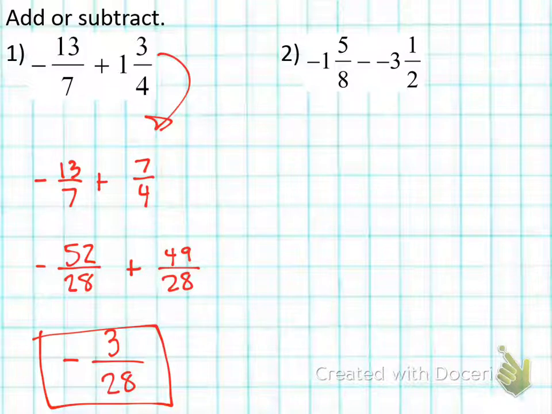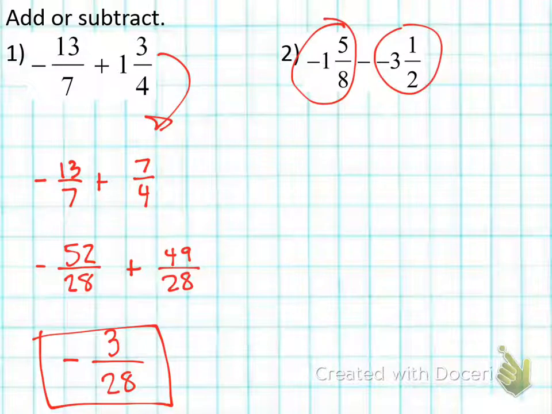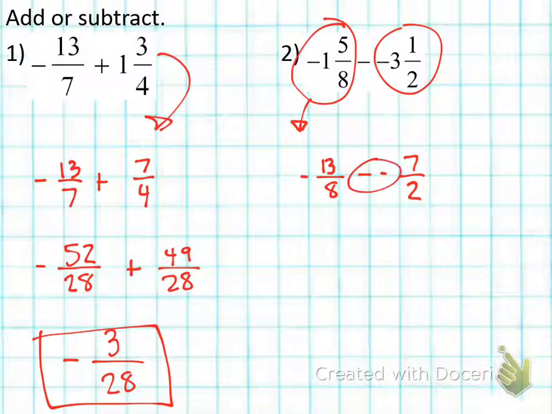Eyes still up here. Number 2, first thing I'm going to do is convert any mixed numbers into improper fractions. So we have negative 1 5/8. We want that to be converted into negative. So we're going to do negative 1 times 8 is negative 8, plus 5 is negative 13, so negative 13/8. Okay. Second one, 3 times 2 is 6, plus 1 is 7, so we have 7 halves. And we want to keep our signs, so we have a minus and negative here, okay. Two negatives is really a positive.